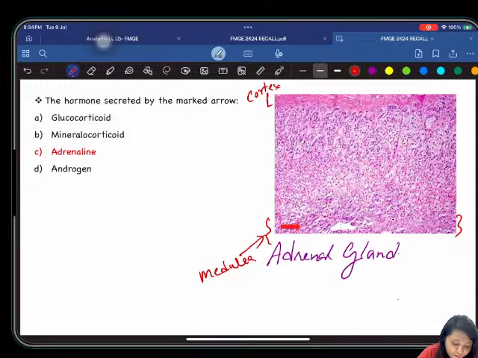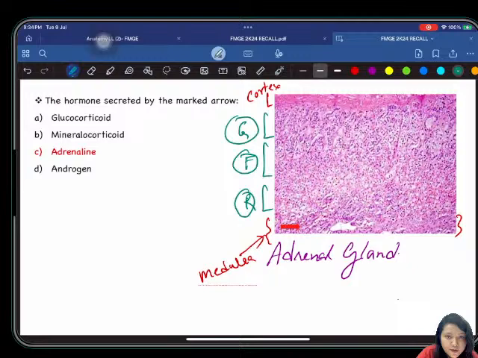And in the cortex you have certain divisions. So you know that G, F, R. So you have the zona glomerulosa, zona fasciculata, and zona reticularis. Okay, zona glomerulosa, fasciculata, and reticularis, and then you have the adrenal medulla. Outside that you have the cortex.